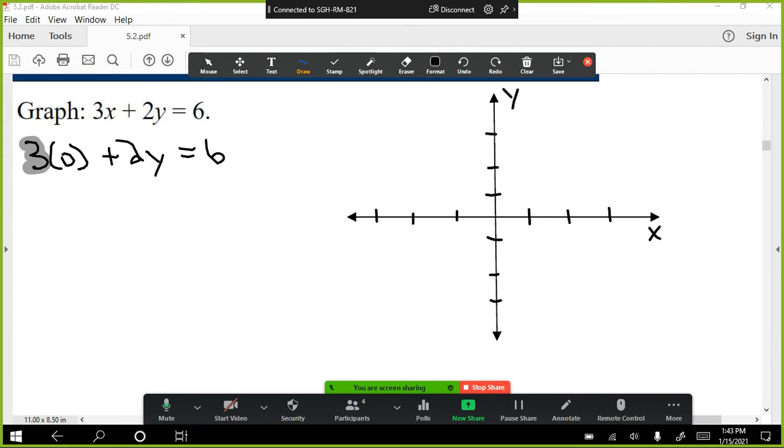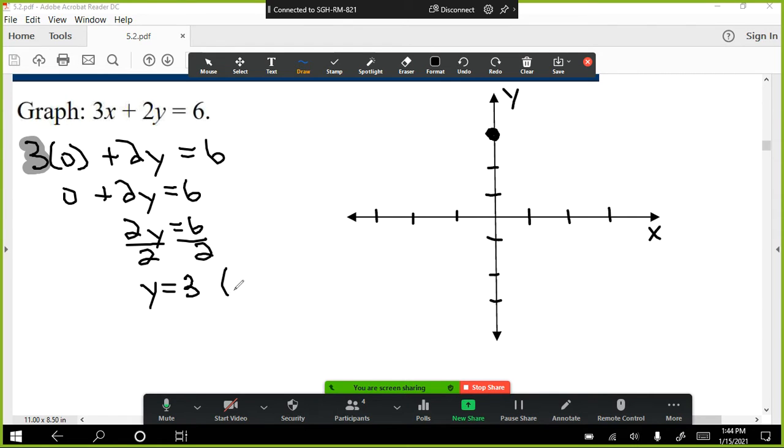Then I solve that equation for y. So 3 times 0 is 0, plus 2y equals 6. Well, that 0 plus 2y is just 2y. Notice what happens. When I plug 0 for x, that term basically disappears. So the shortcut to finding the y-intercept is you could just eliminate the x term or hide it with your finger. 2y equals 6, I would now divide by 2, and I would get y equals 3. That means this line intersects the y-axis at 3, right there. That point would be 0, 3.